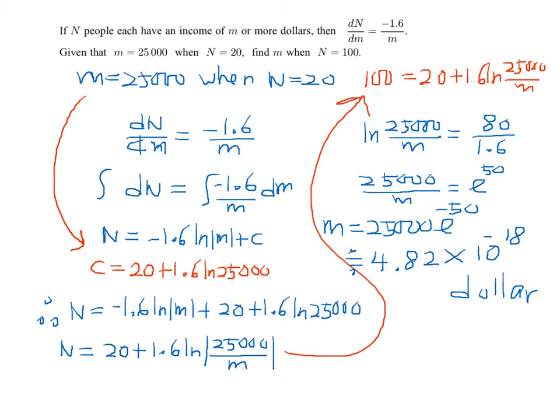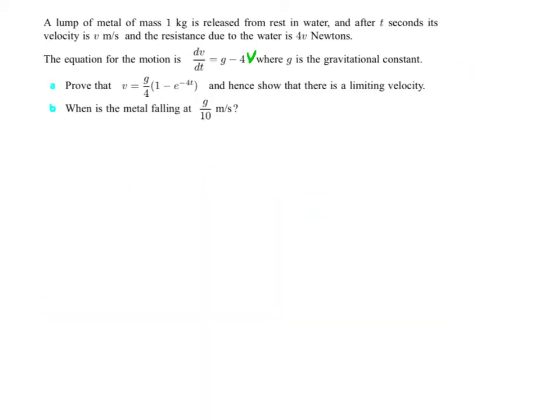Now let's look at another example, something that's more challenging than this one. This is a much more complicated question, but the steps will still be the same. But first, notice that it should be g minus 4v here. Anyway, the first step is of course to find the initial conditions or the boundary values, wherever they are. You need to find them.